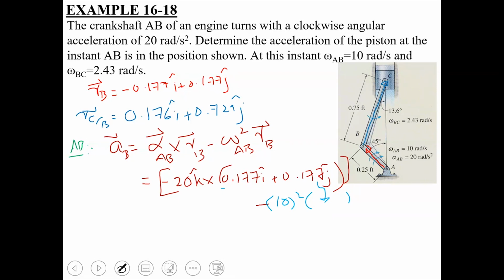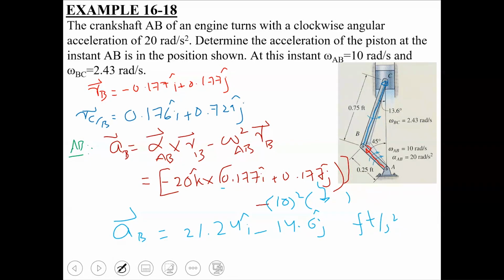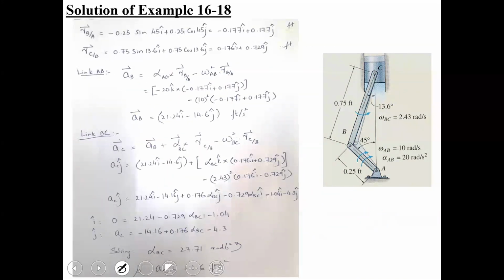So overall, once you take this cross product, the acceleration of B comes out to be 21.24i minus 14.6j feet per second square. Okay, what should be our next step? Link BC. What should be our base point for this link? B, since the motion of point B is now known to us. The equation would become acceleration of C equal to acceleration of B plus alpha cross R minus omega square R.